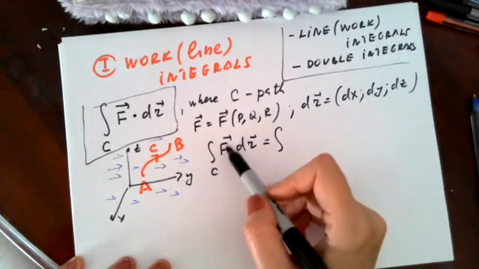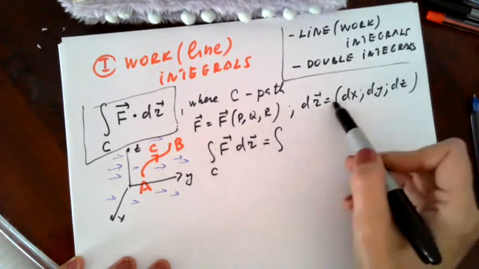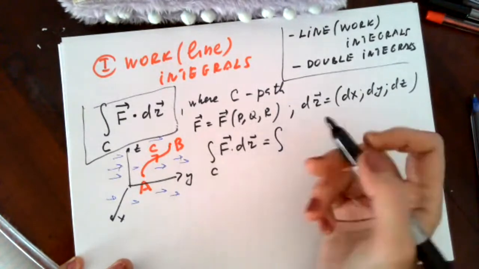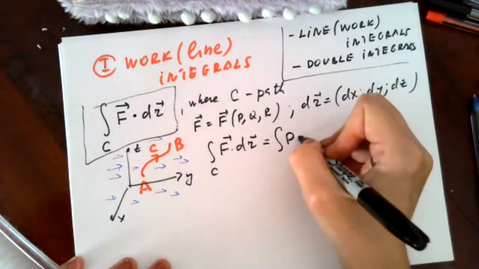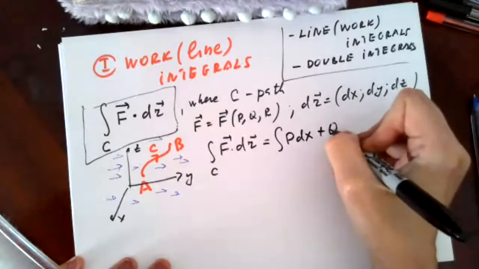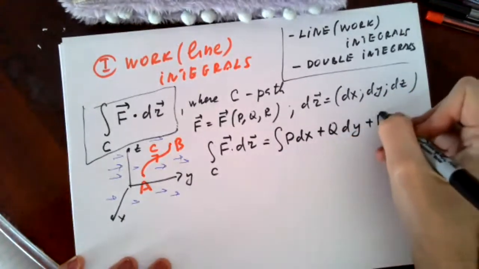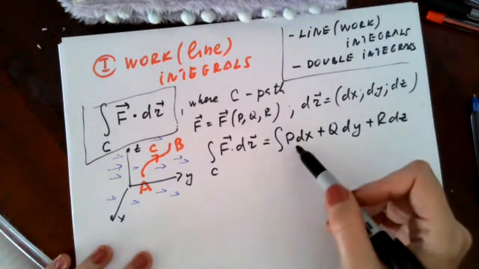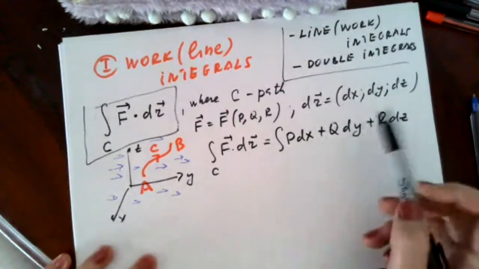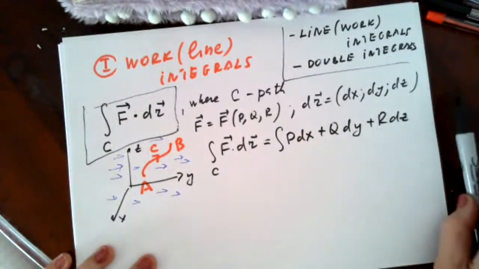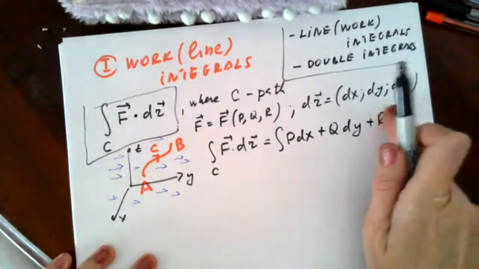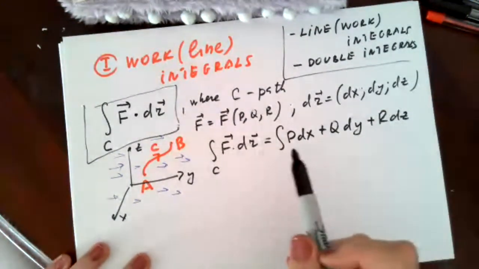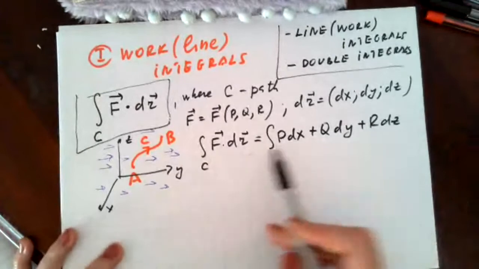So if you substitute the coordinates of this vector and this vector into this expression and do the scalar multiplication, the dot product, you will have an expression like this: P dx plus Q dy plus R dz. That's what your work integral looks like. Of course, in the case of 2D, you will have only the first two terms. The last component will be missing. Okay, so this is the work integral. Now you're pretty familiar with it, at least you can recognize it.